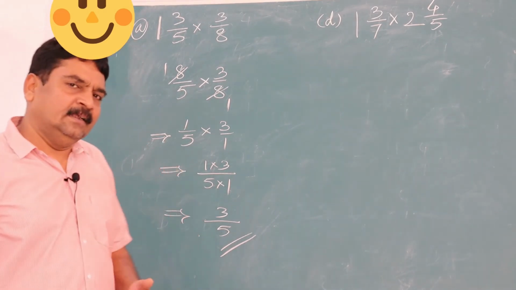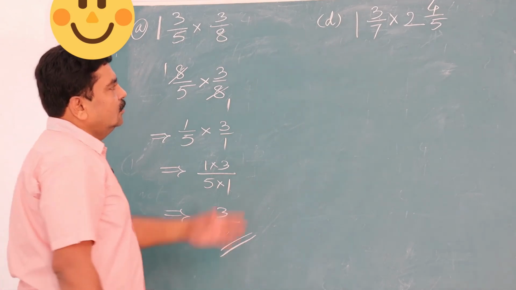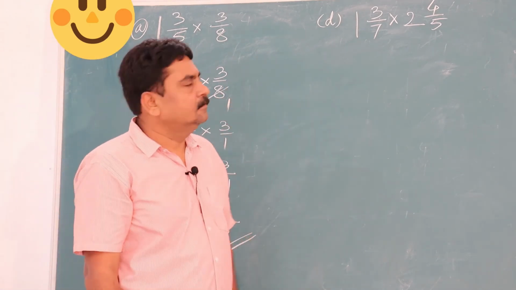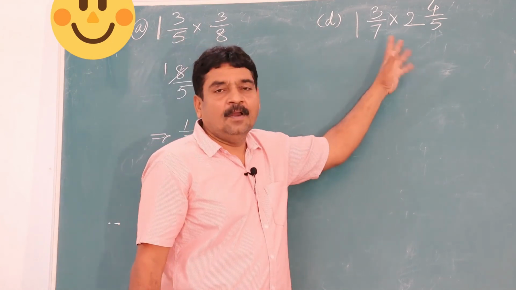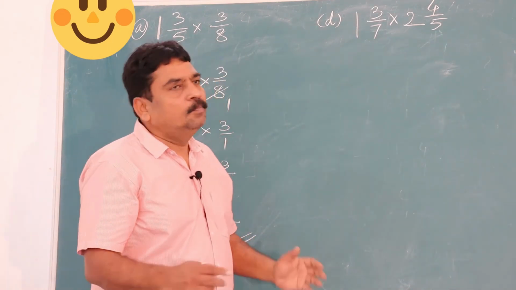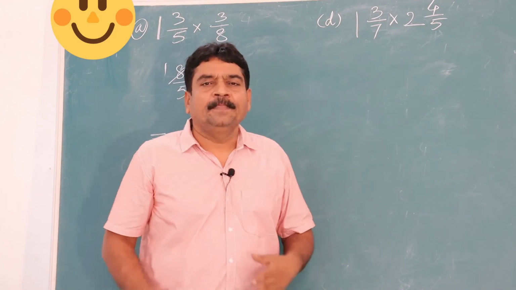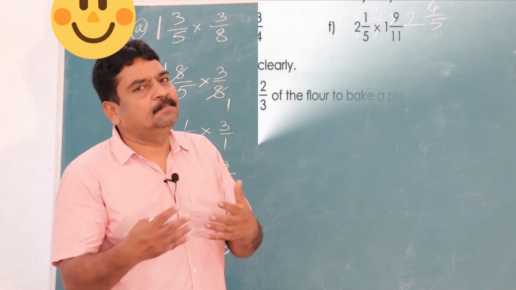It is very easy. Let's go to question D. The same thing, but here he has given two values in mixed number form. So both the values you convert into improper fractions and then multiply.